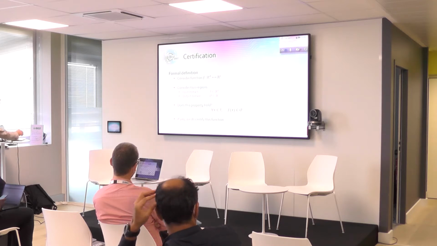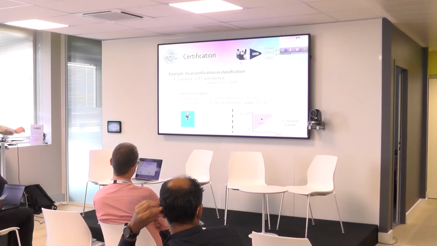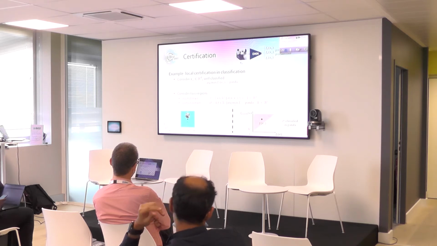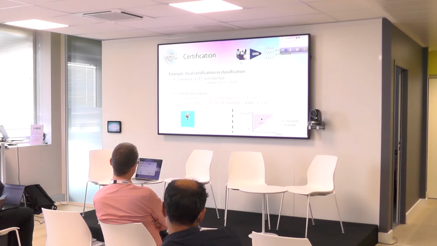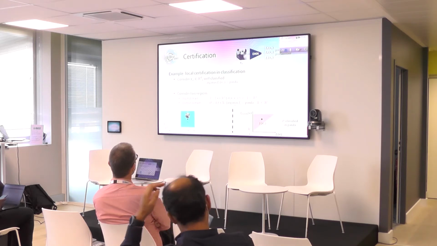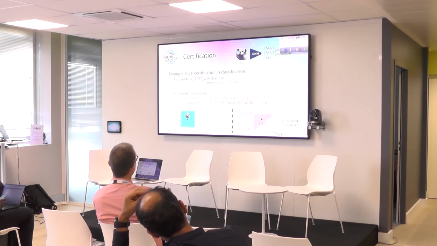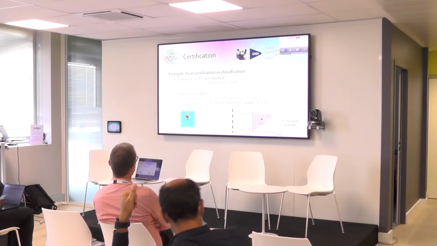For instance, with my image classification, the input domain will be something like this. I have one image here which is well classified, and I would like to know whether all the images which are nearby, meaning at a distance lower than epsilon, are classified as a panda. This will be my definition of the input domain. And for the output domain, it's just all the predicted probabilities such that the class panda receives the maximum probability.